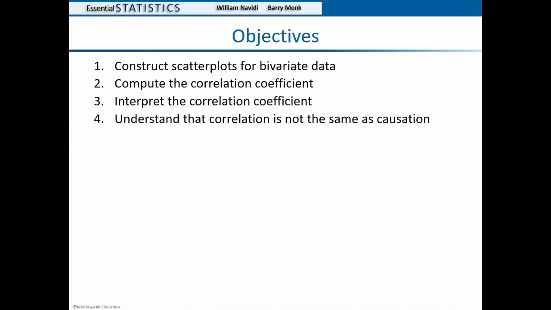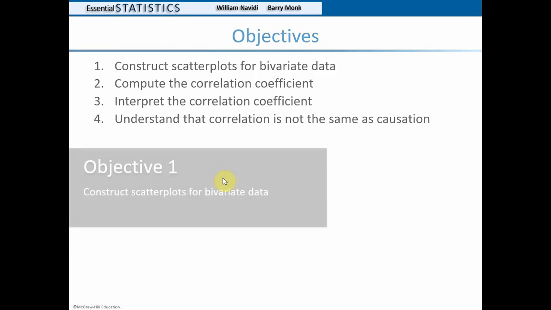So correlation, section 11.1. We'll talk about scatter plots, computing correlation coefficients, interpreting them, and understanding that correlation is not the same as causation. In some cases we'll see that there's some correlation, but one doesn't cause the other. Hopefully the fertilizer causes the extra growth. Sometimes we're not going to have that, and maybe we'll look at an example.